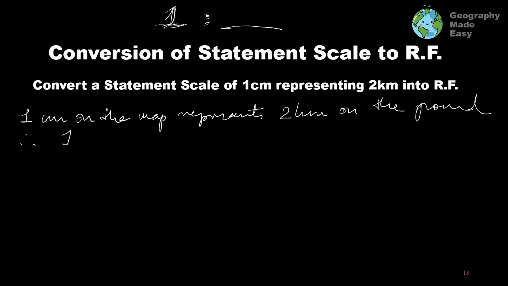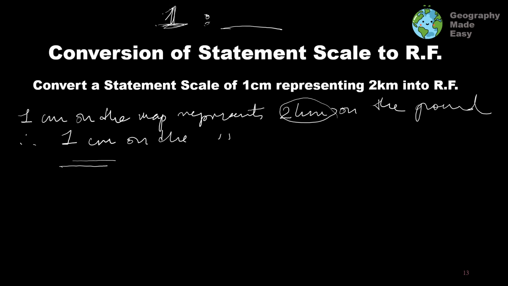Therefore 1 centimeter on the map represents. Now I have centimeter here. I also have to make the kilometer into centimeter, because we are making it into a ratio, and in a ratio both the units need to become the same unit, and only then can we cancel out the units.